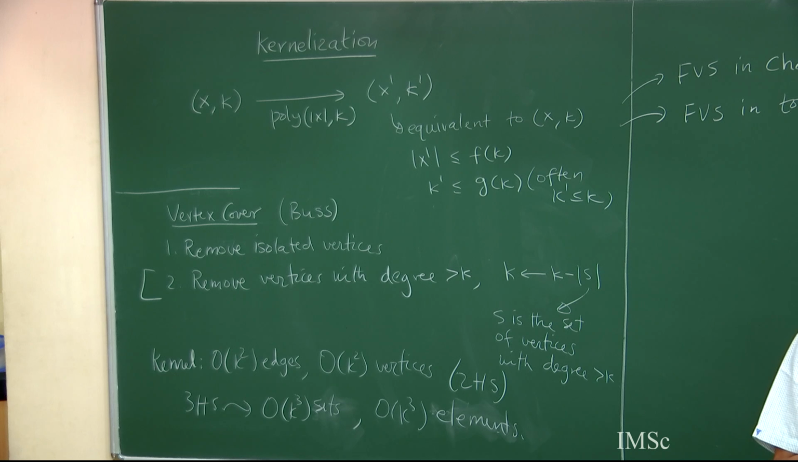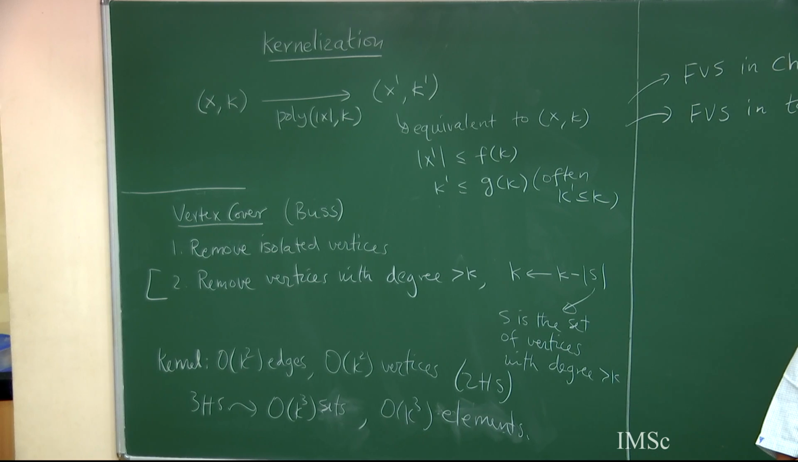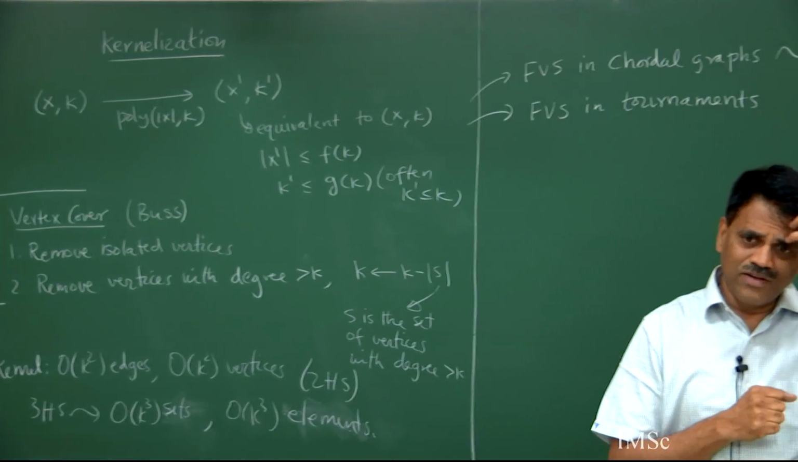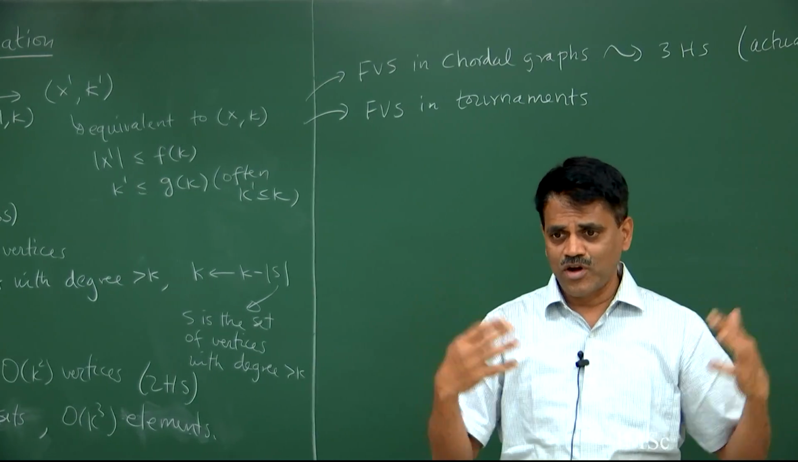See, if the problem is polynomial time solvable, then what sort of a kernel can I get? That could be very large. It's not a function of k.